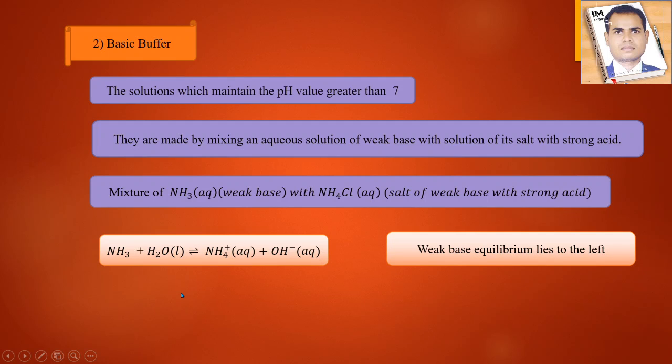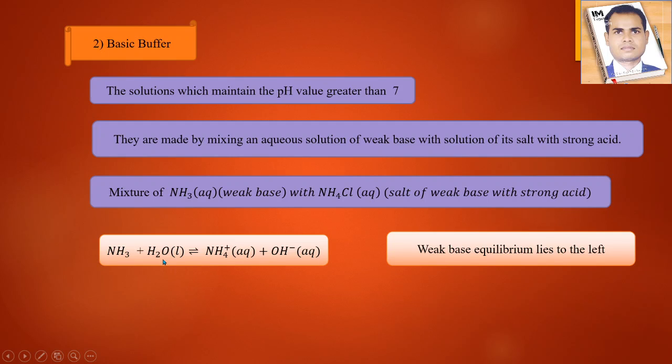Now you will see how the buffer solution forms. The dissociation happens after NH3 combines with water, which is in liquid form. Here NH3 acts as a base and water acts as an acid, so water gives an H plus to NH3, forming NH4 plus in aqueous form.